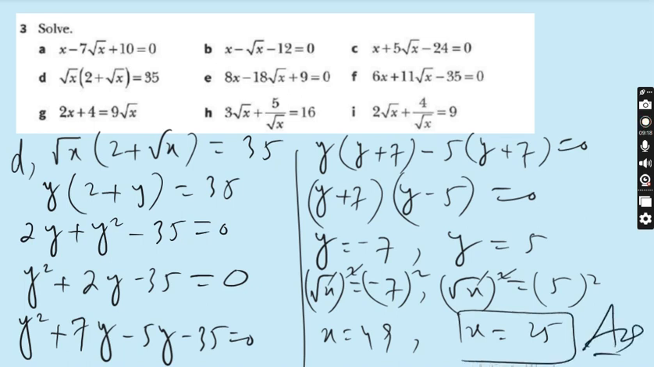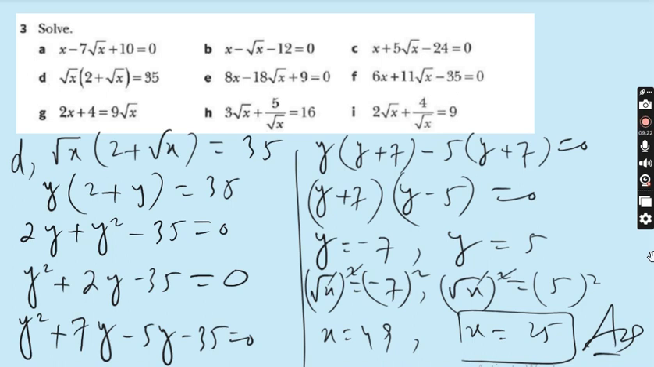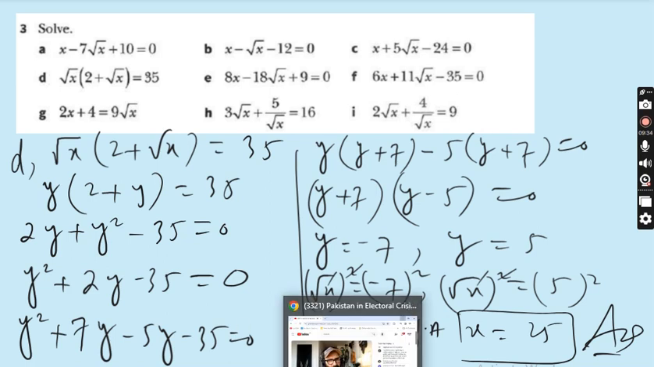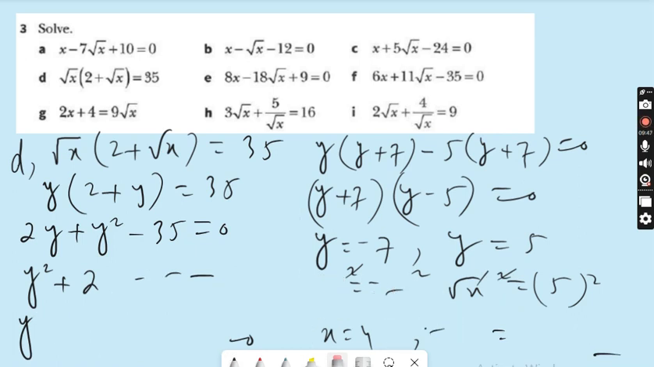But we have to take only the answer 25, because if you put 25 in the given equation, you will get 35. But if you put 49 in the equation, you will not get 35. So 49 is not admissible. The only answer is x = 25. Move to part E.